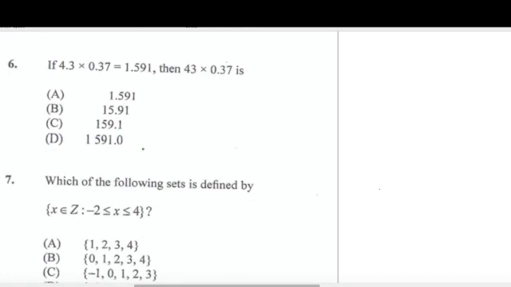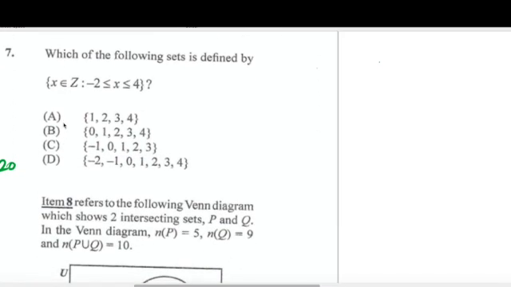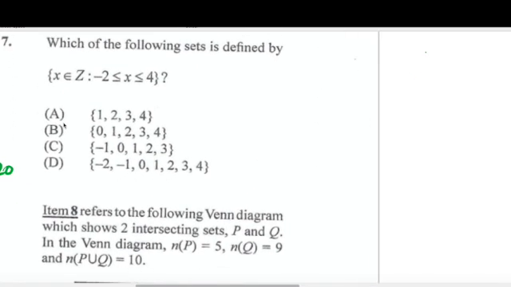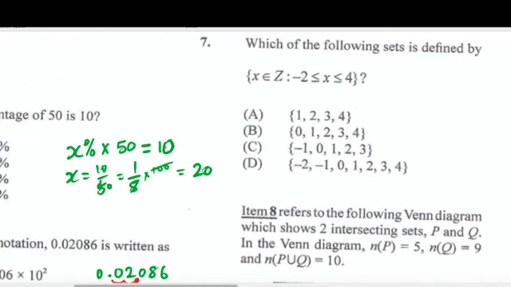Number 6. If 4.3 multiplied by 0.37 is that, then what is 43 multiplied by 0.37? Well, if we notice here, the number of decimal places in this question is 3, and we have 3 decimal places in the answer here. So similarly, the number of decimal places here is 2 in this whole question, and so 2 decimal places is what we are looking for. The answer is B. And remember, for paper 1, you're actually not allowed calculators, right? So you have to pretty much know all of this stuff.